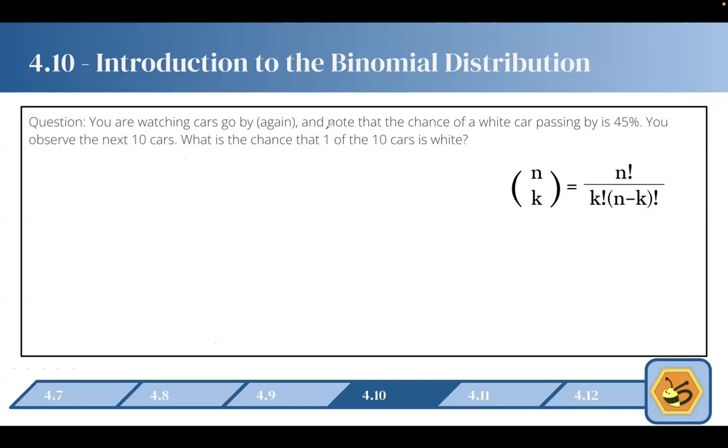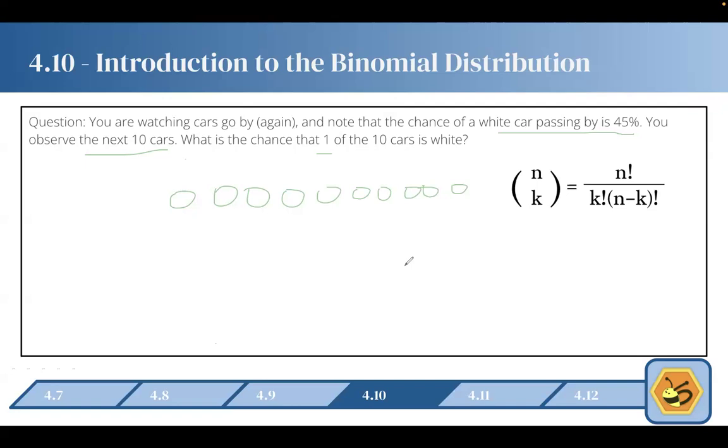So we are watching cars, and we know that the white car rate is 45%. And then we observe the next 10 cars. So what's the chance that one of the next 10 cars is white, right? Well, we have one car, two cars, three, four, five, six, seven, eight, nine, 10. So these are the next 10 cars that we're looking at.